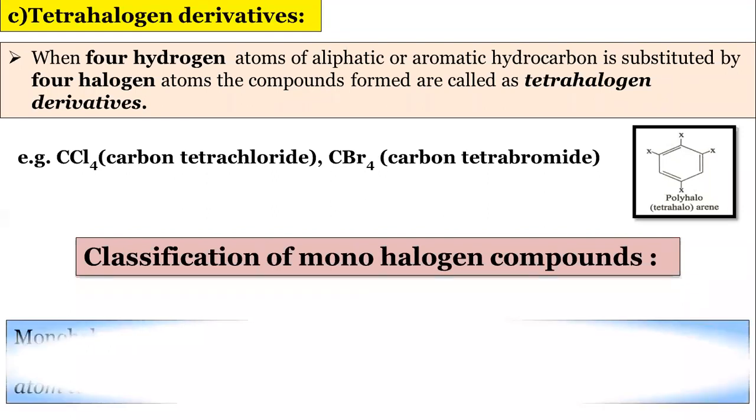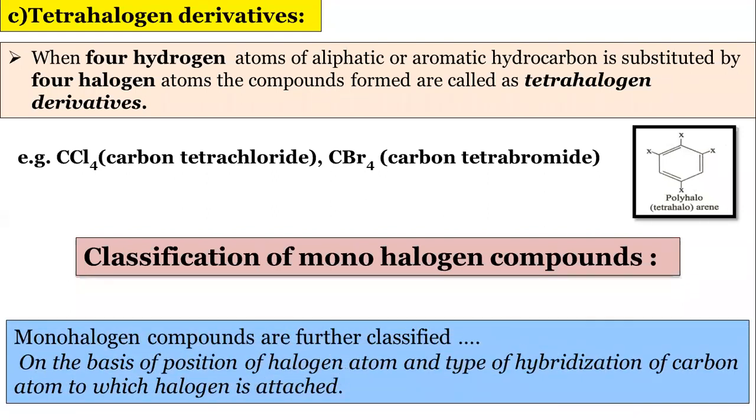Now the classification of monohalogen derivatives. In monohalogen, only one hydrogen is replaced with halogen. So there are again 2 types based on the position of the halogen, where the halogen is attached to the carbon, and types of hybridization. Directly I will give you examples. Alkyl halides or haloalkanes. Haloalkanes are also called alkyl halides.